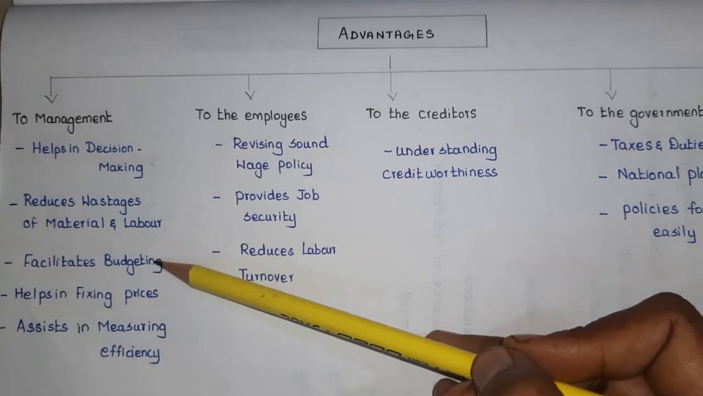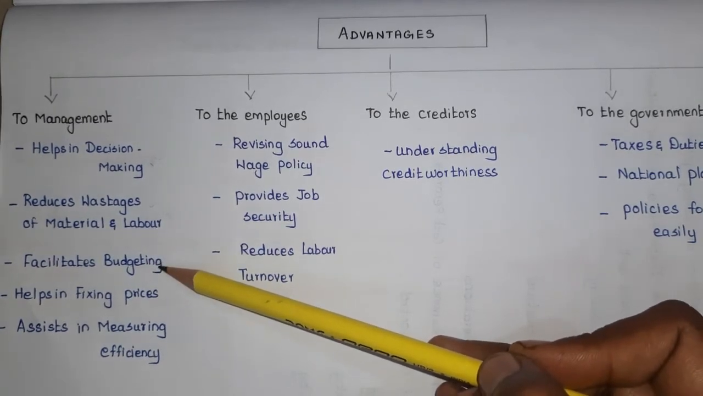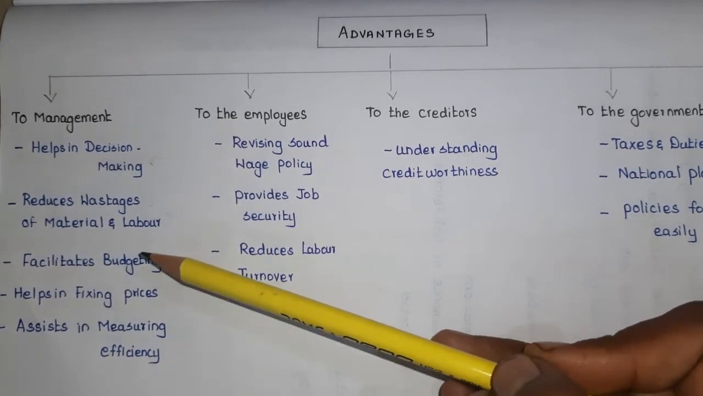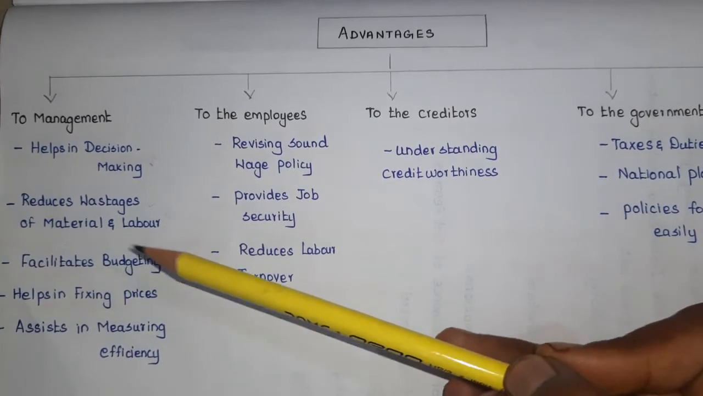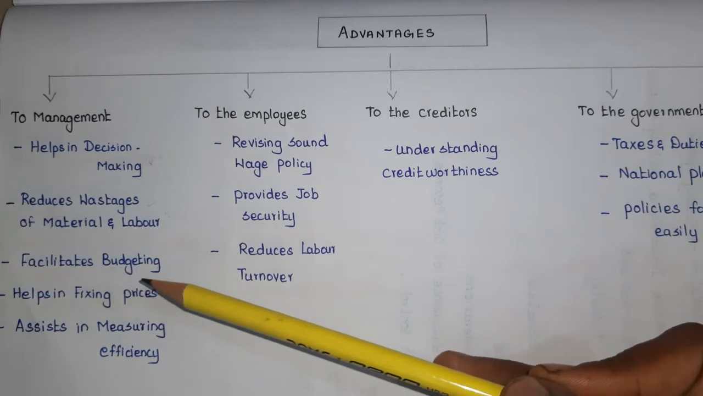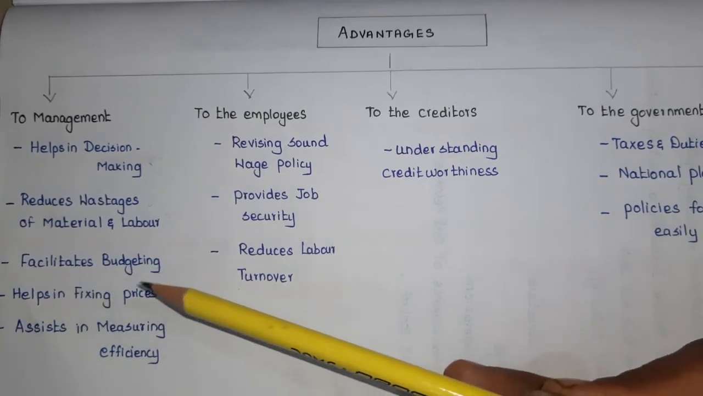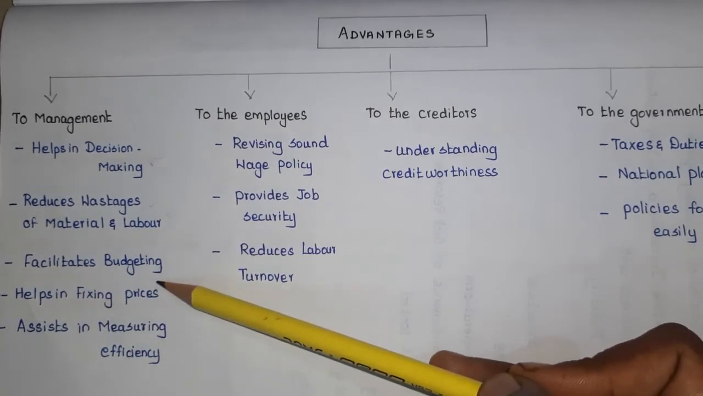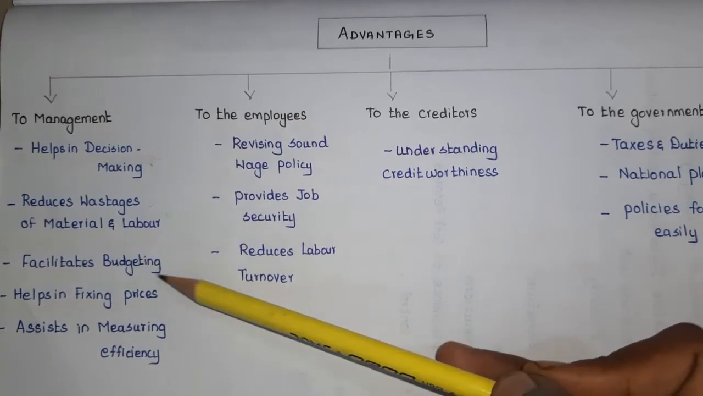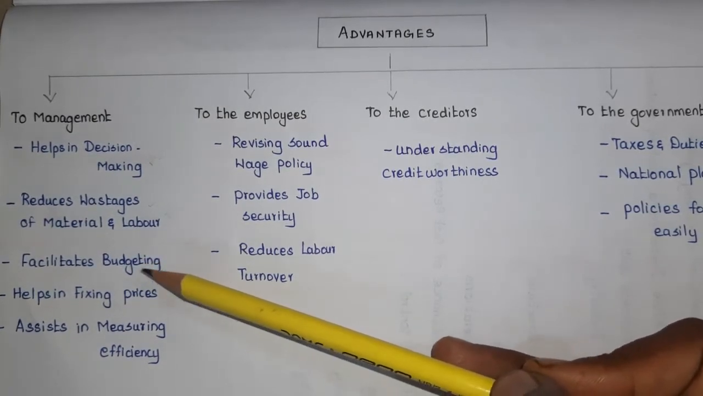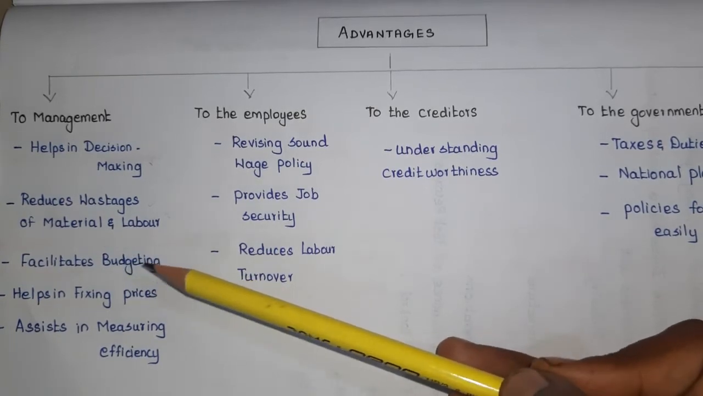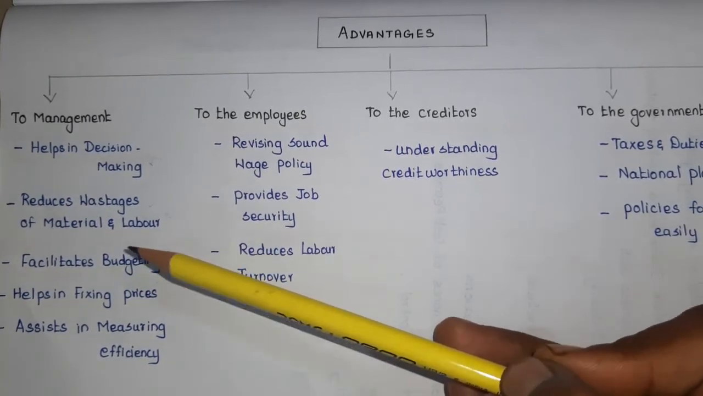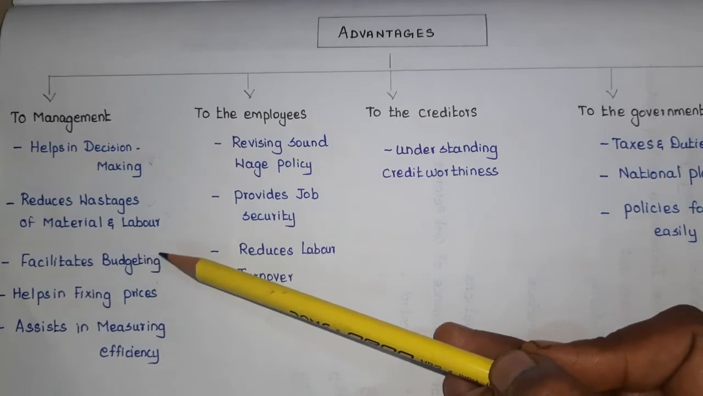The next point is facilitates budgeting. Budgeting requires actual cost, estimated cost and standard costs regarding various activities. Cost accounting provides these data readily, which makes the preparation of various budgets easy, which in turn makes budgetary control possible without any additional effort.